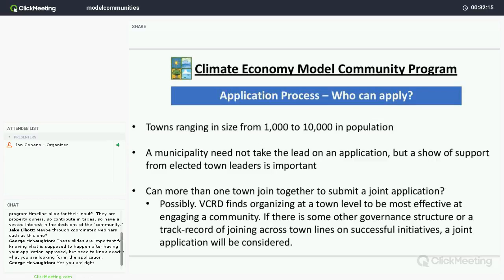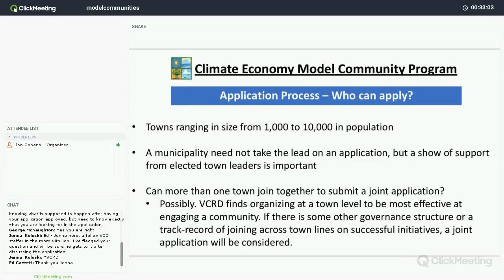Finally, a question that we've gotten as we've rolled out the RFP is, can more than one town join together to submit a joint application? And you see my response there, which is that is possible. We're not saying an outright no to that. I think what we would want to see, well, let me just say what VCRD, in their experience with community visits, in order to get the best engagement from a community, organizing these at the town level has been most effective. People sort of identify themselves with their town, and they are more likely to participate with their town.